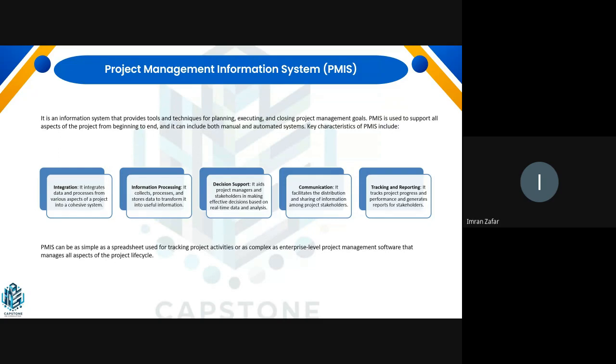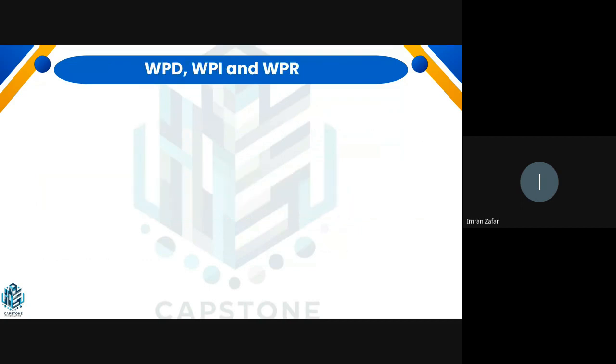And obviously, a project management system is all about information processing. It may help you in taking decisions. You communicate your report through it to your stakeholders, and you track your project using your project management information system.